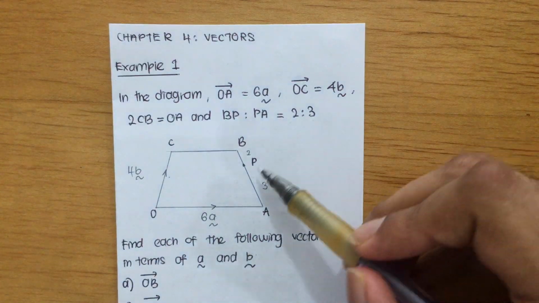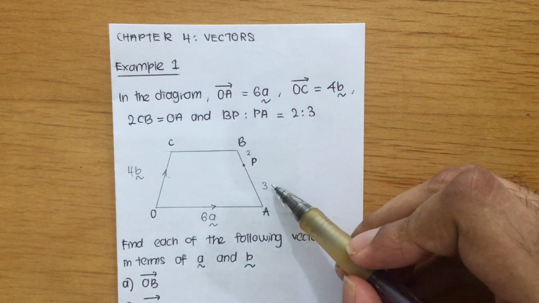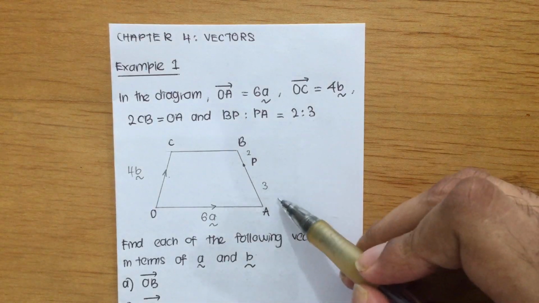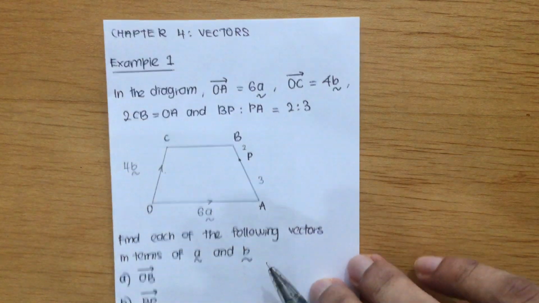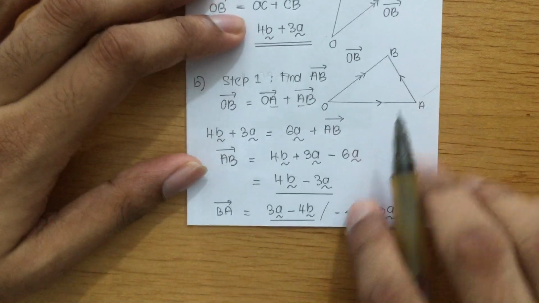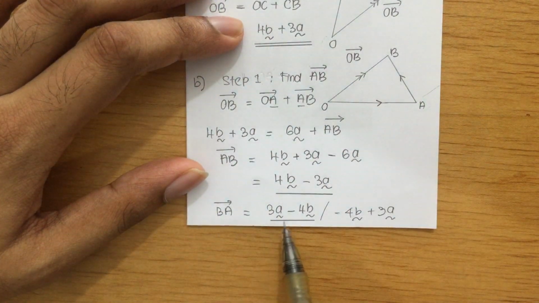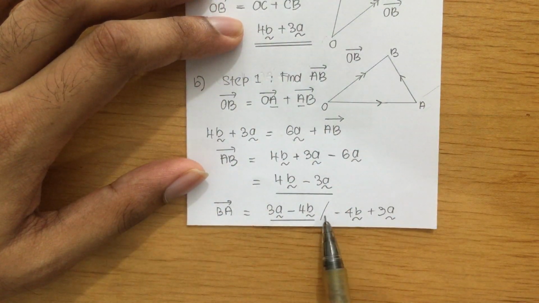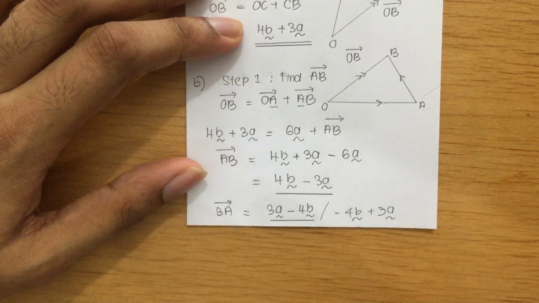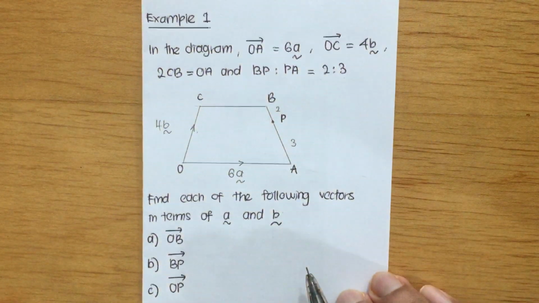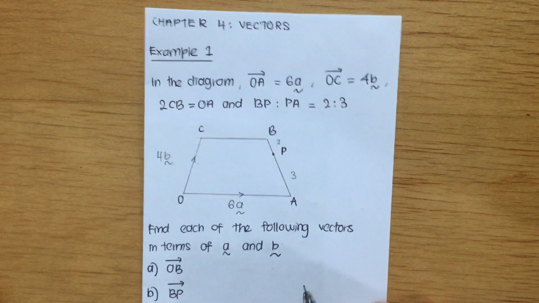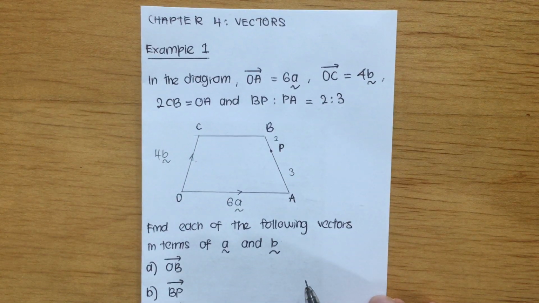Whereas if the question asks to find PA, it means we need to use the remaining ratio, which is 3/5 of the total length BA. Okay, guys, we have already found our vector BA is equal to 3A minus 4B, or you can even write it in terms of 4B plus 3A. It's up to you. Okay, so I'm going to show you the remaining working on the next page. So please hold on.